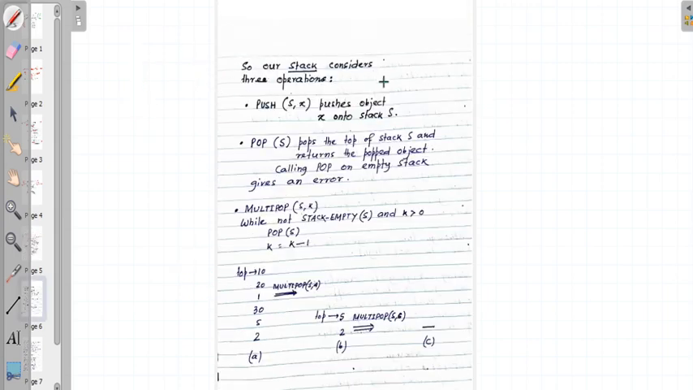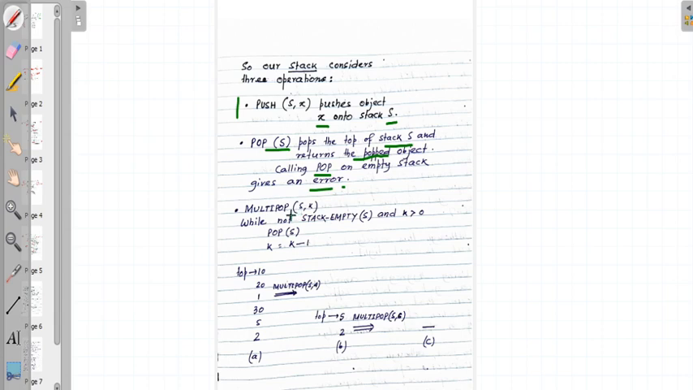So our stack considers three operations. Push S, x pushes object x onto the stack S. Pop S pops the top of stack S and returns the popped object. Calling pop on an empty stack gives an error, right? So you cannot pop on an empty stack. This will give you the error message.